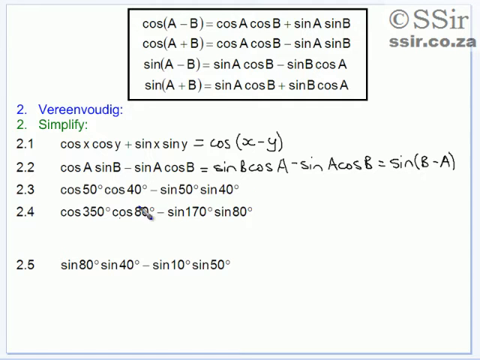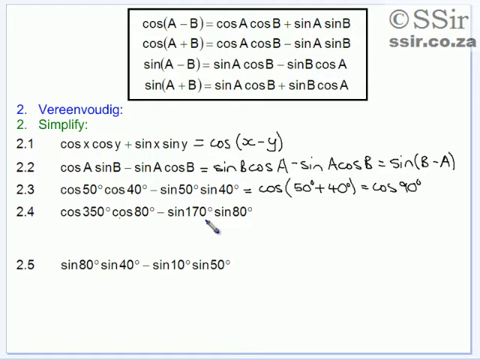2.3 is once again a cos cos sin sin expression, so it's equal to one of the top two formulas, and in this case it will be cos of 50 degrees plus 40 degrees, and that we can write as cos of 90. 2.4. The first thing we must do here is to rewrite those angles that are not acute, not in the first quadrant, as angles in the first quadrant.